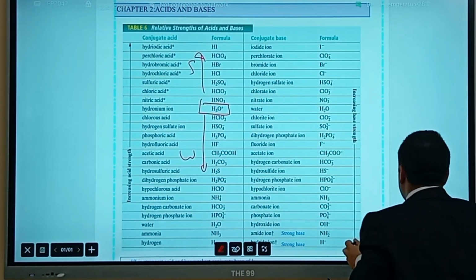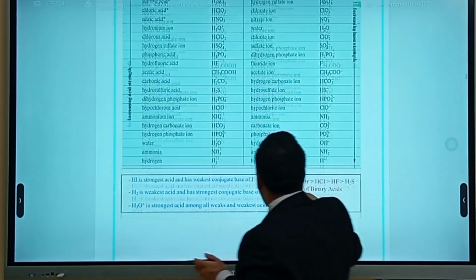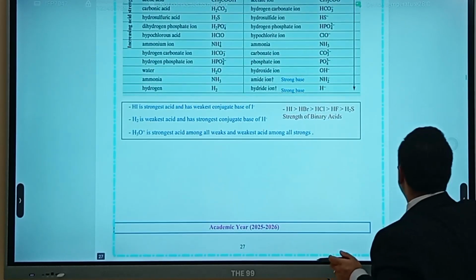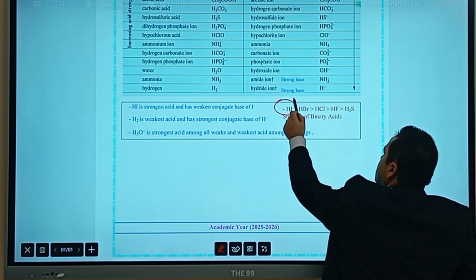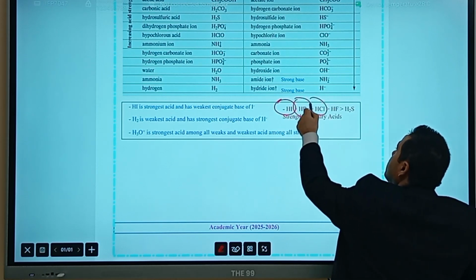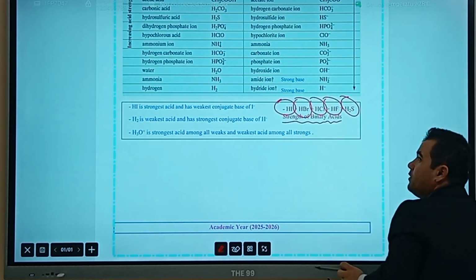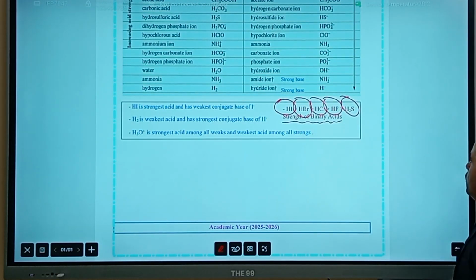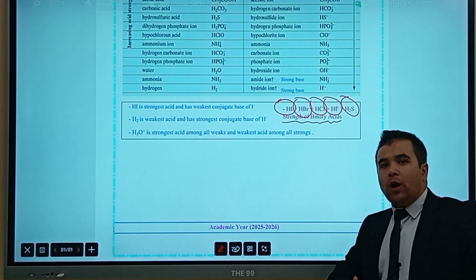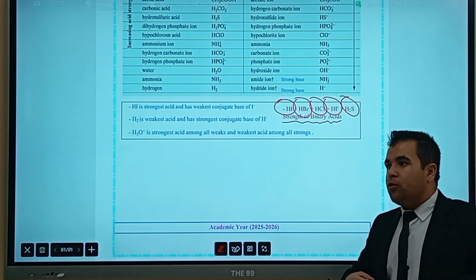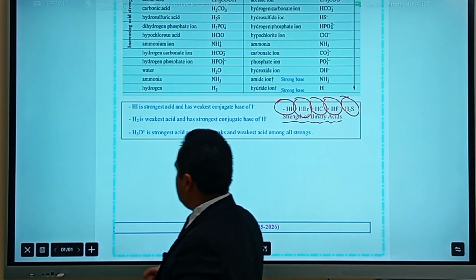The third piece of information, guys, is about the binary acids. For the strength of the binary acids, HI is the strongest, then HBr, HCl, HF, and H2S. This is the strength order of the binary acids, which should be known. And in general, you have to know that stronger acids and bases produce weaker conjugates. This table is to prove that to us.